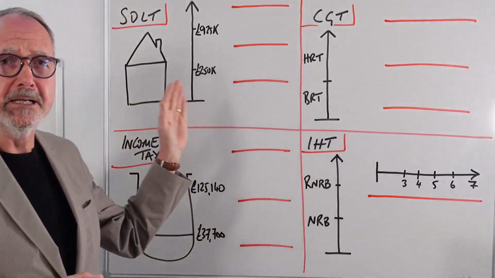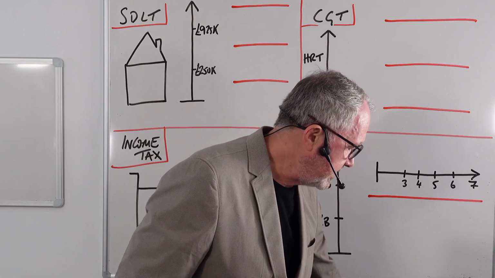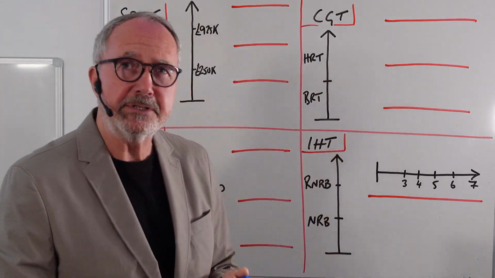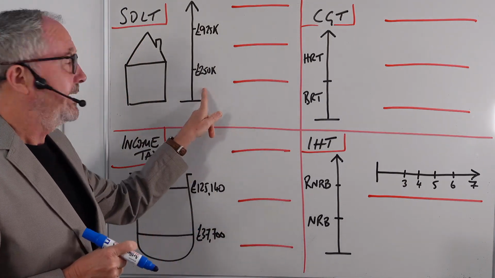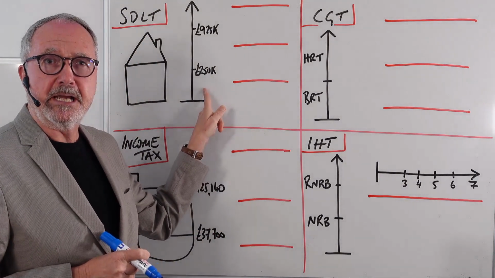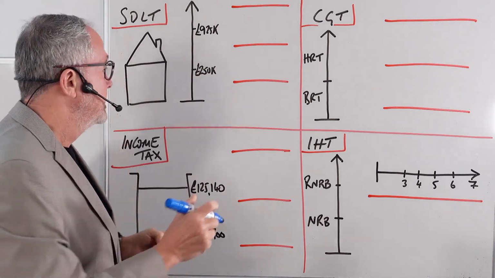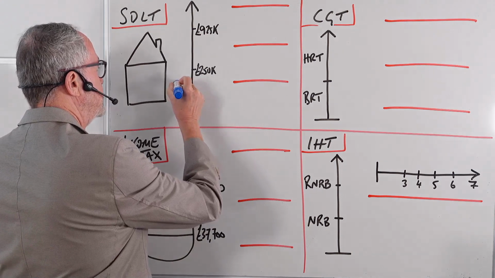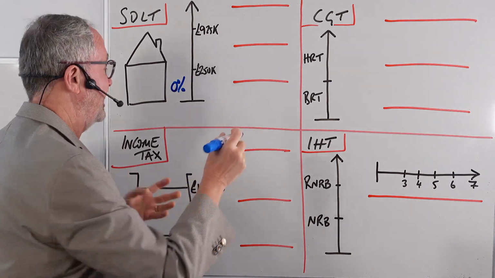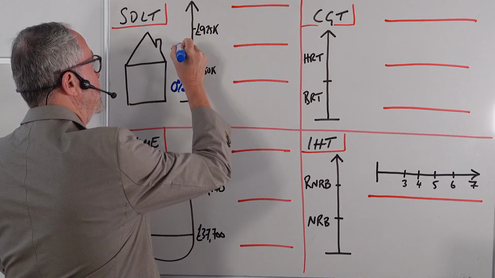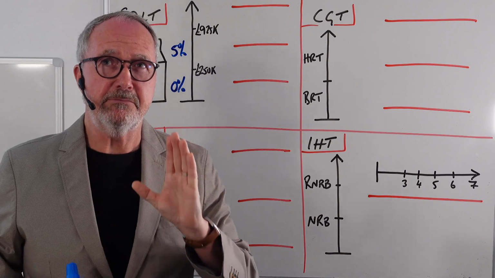Now the first one over here, stamp duty land tax, not a lot of changes at all. So let's examine some of the numbers. The first set of numbers are the English stamp duty land tax. We've got 250 and 925, and they're the two figures to remember. It's 0% up to 250,000 in England, and then it's 5% between 250 and 925. They're the two figures to remember.